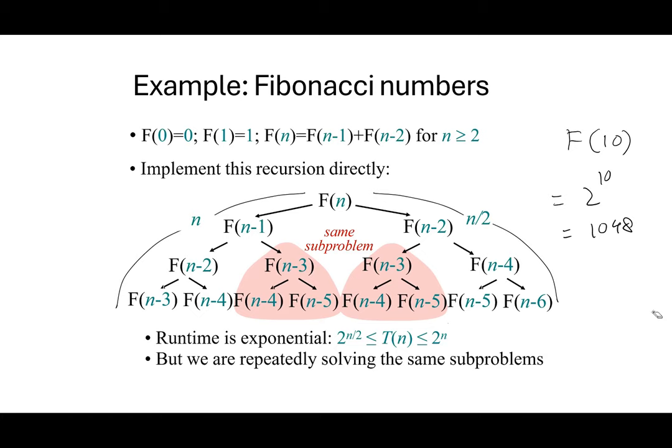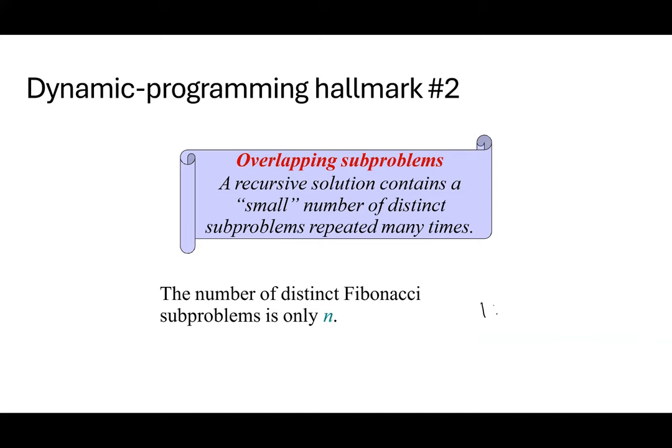Instead, we only had 10 problems: F10, F9, and so on. We just had 10 problems, but we are calling each of these hundreds of times. In total, if we expand this tree, we'll be calling the Fibonacci function more than 1,000 times just to get F10. Instead, why don't we make a way that we just call them 10 times and done, okay? So we had just 10 problems, but if we don't use dynamic programming, we're calling these problems more than 1,000 times.